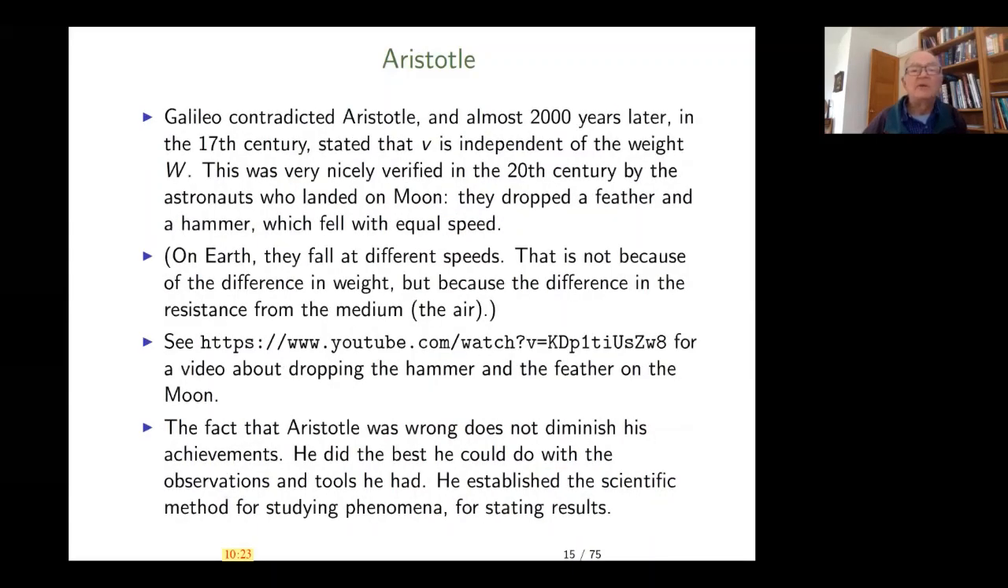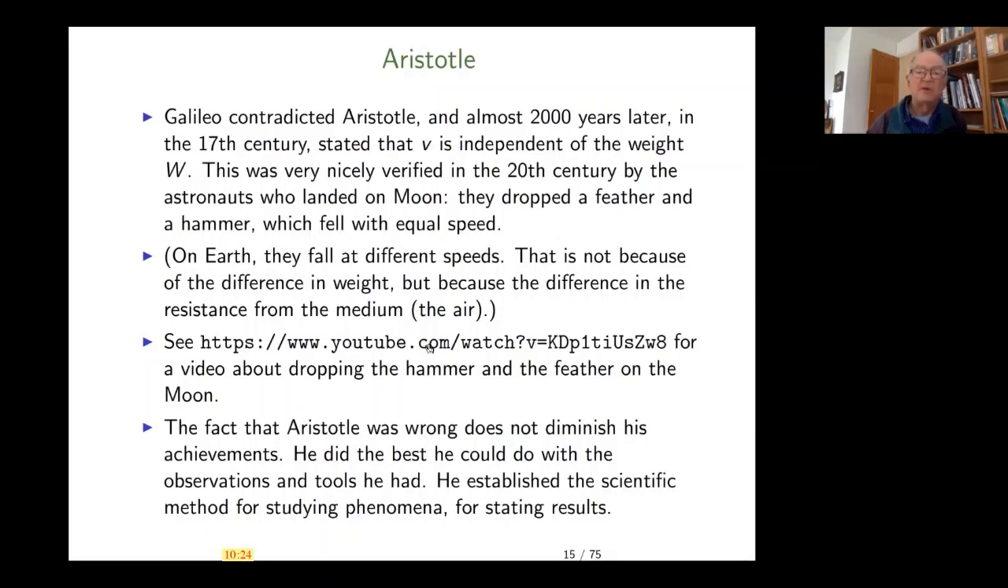It was Galileo who contradicted Aristotle almost 2,000 years later, in the 17th century, and he stated that velocity is independent of the weight. This was very nicely verified in the 20th century by the astronauts who landed on the Moon, where there is no air, so no density of the medium. I will show you the video in a few seconds. Whether you drop a feather or a hammer on the Moon, they should drop with the same speed. On Earth, they fall at different speeds because the medium plays such an important role.